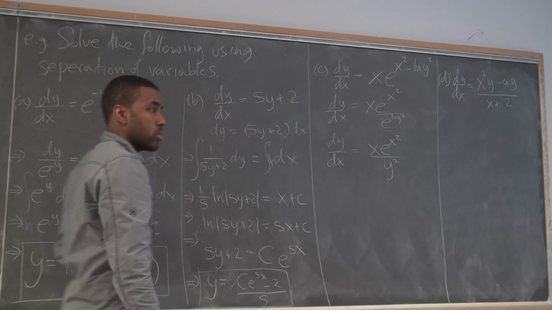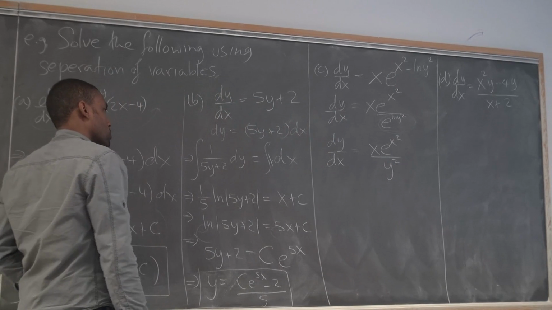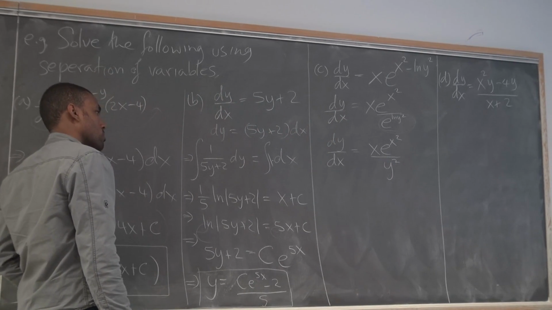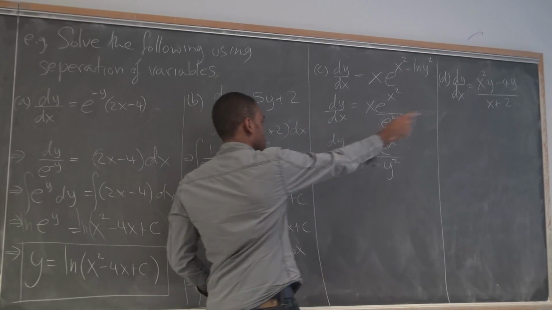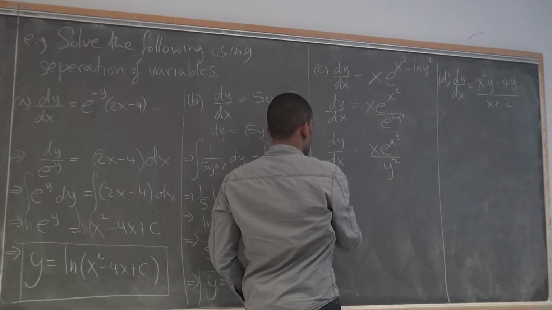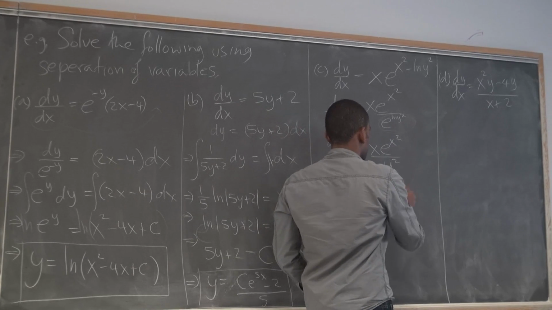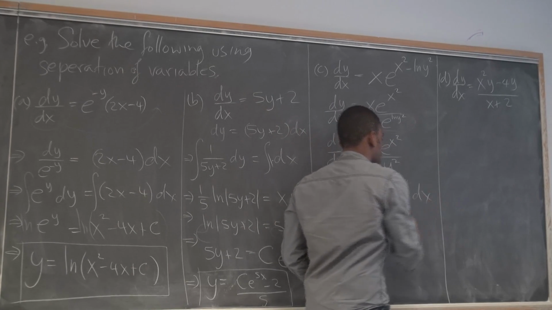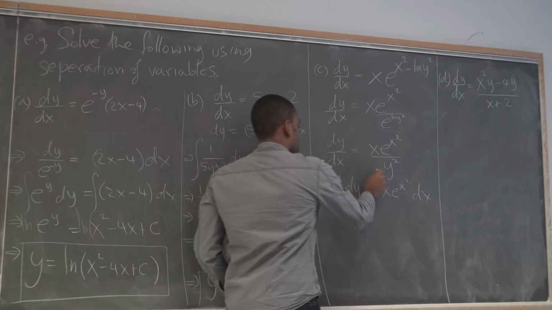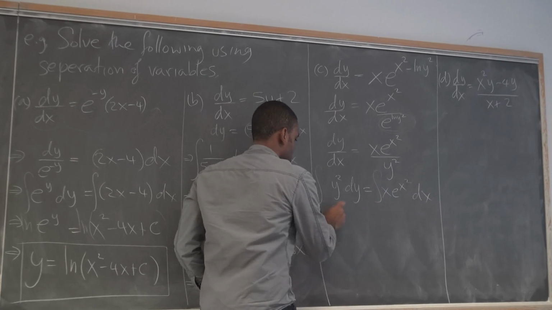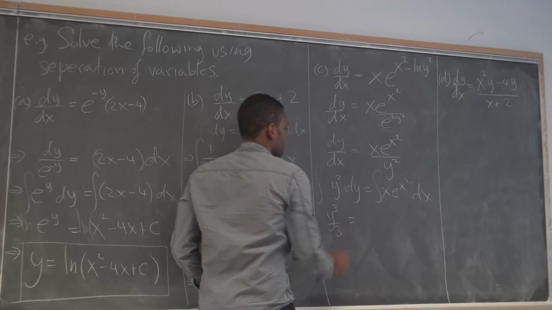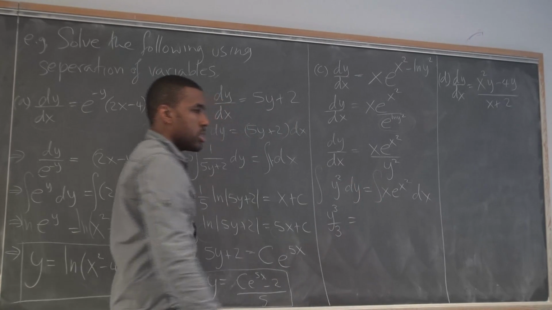And now what? Multiply by y squared and then multiply by dx, and you would get y squared dy is equal to x e to the x squared dx. You can integrate both sides. This side becomes y cubed over 3. How do I integrate x e to the x squared?